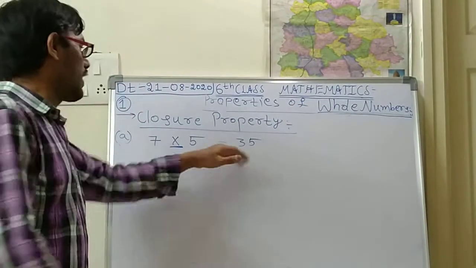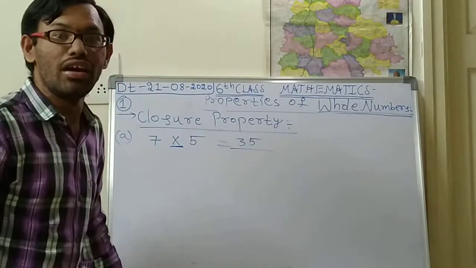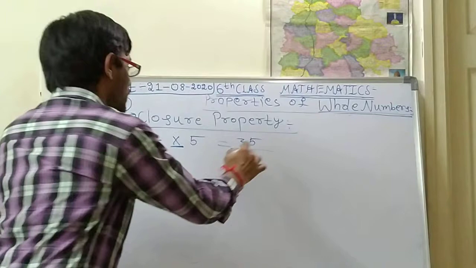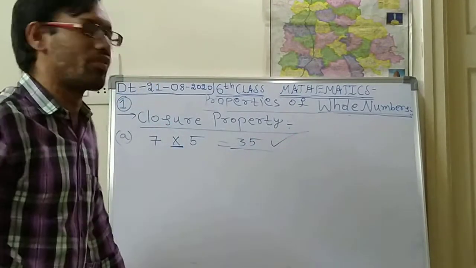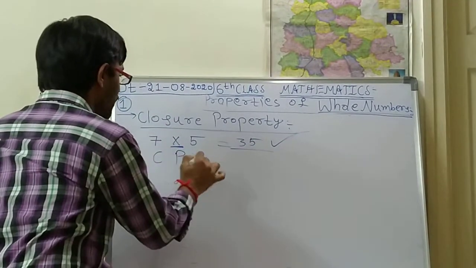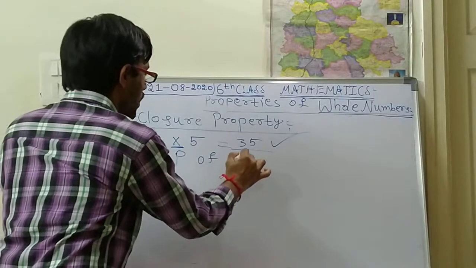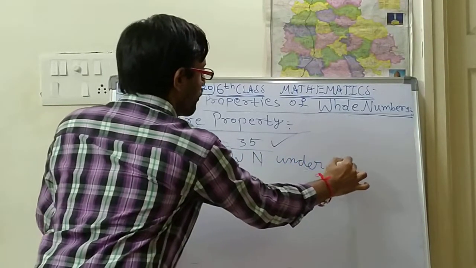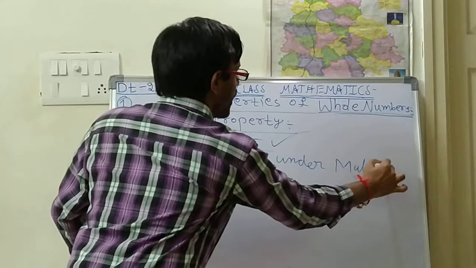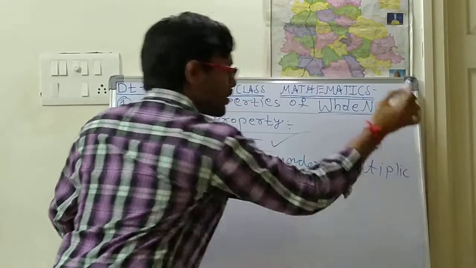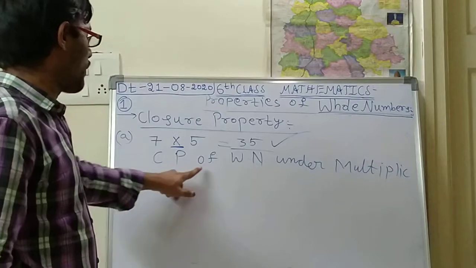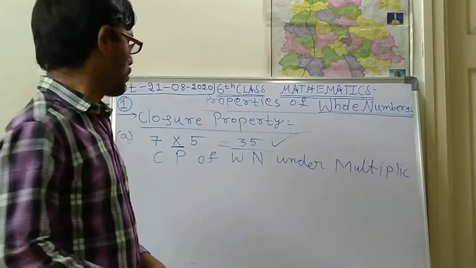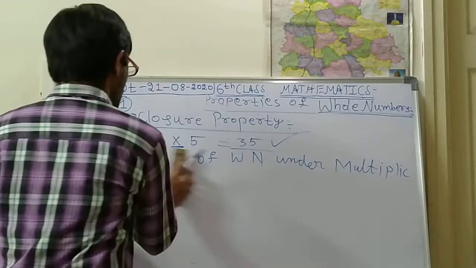That means here 35 is also a whole number. So this property is satisfying. So closure property of whole numbers under multiplication satisfies. Like this you should write.